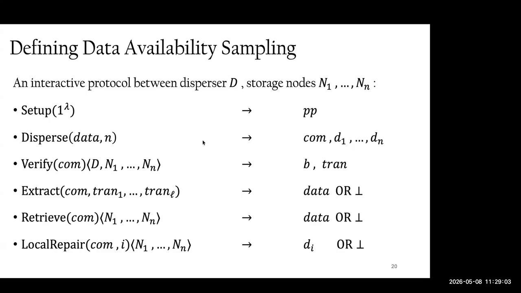Yes, that's a very good question. So I think there are two things. The first is retrieve is, I guess, a more efficient way. Basically this syntax is more general, in the sense that maybe you want a more efficient retrieve protocol instead of running verify a bunch of times and extracting. So I think that's one of the main reasons. Yeah, good question.